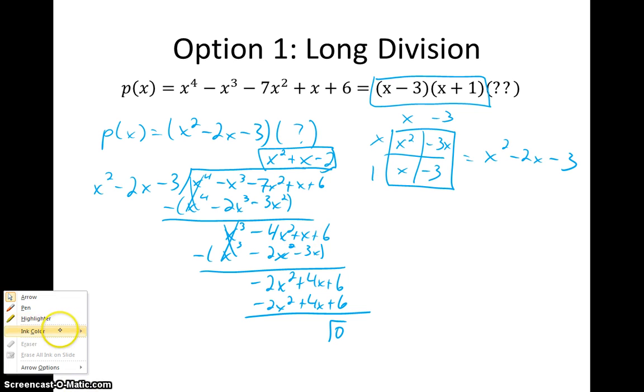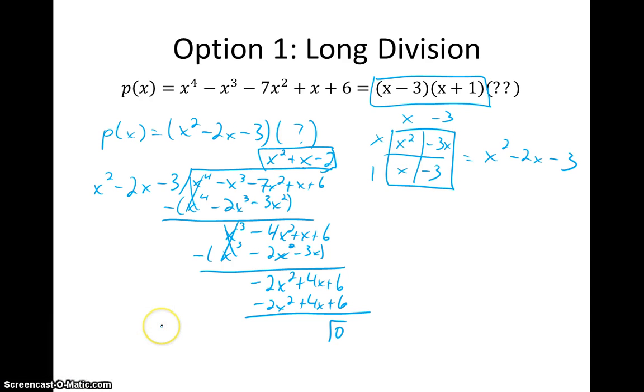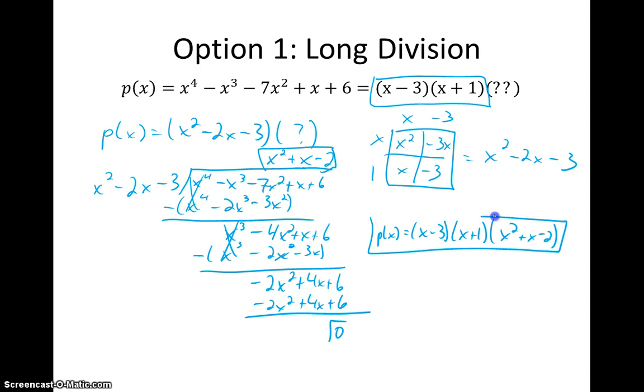So right now, what have we shown? Well, let me get my ink here. We've shown that our polynomial p of x is equal to our two factors, x minus 3 times x plus 1 times our question mark that we just found, x squared plus x minus 2. So right now we are almost factored all the way. We're going to talk about this last quadratic here in a second. But first let's see how we could have done this by using synthetic division.